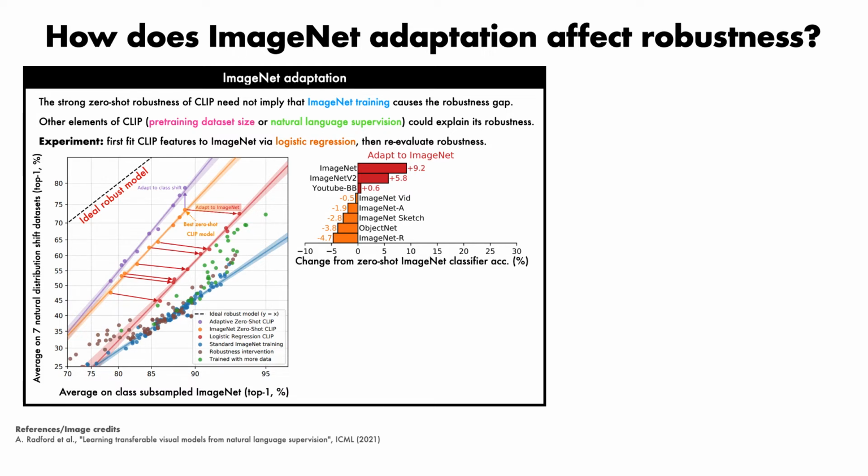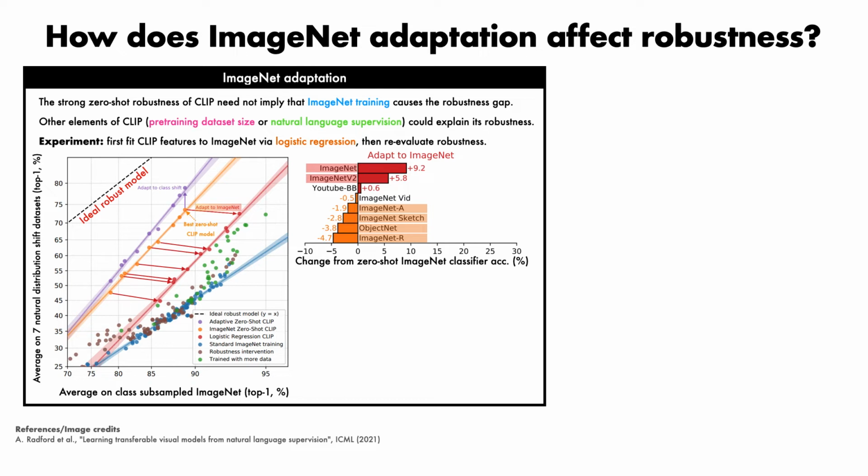The x-axis here indicates change from the zero-shot ImageNet classifier accuracy. At the top, we show the 9.2% gain on ImageNet that follows from adaptation. The only other dataset to see a noticeable improvement is ImageNet v2, which was purposefully collected with the aim of replicating the ImageNet distribution. For other datasets, performance differences are negligible or markedly negative.